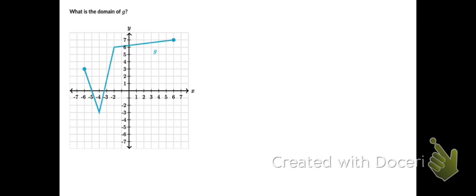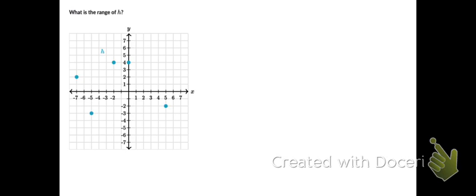Now let's look at the range. So the range is very similar to domain, but range is all of the y-coordinates. So if these points represent the function h, we're looking for the y-coordinates. So this one has a y-coordinate of 2. These have a y-coordinate of 4. This has a y-coordinate of -3. This has a y-coordinate of -2.